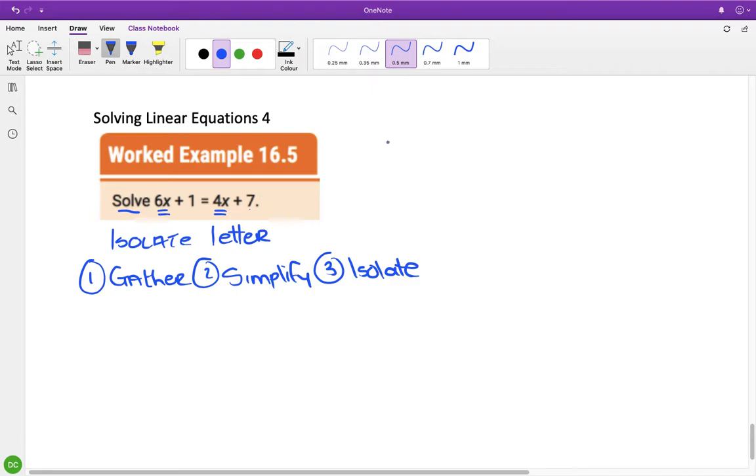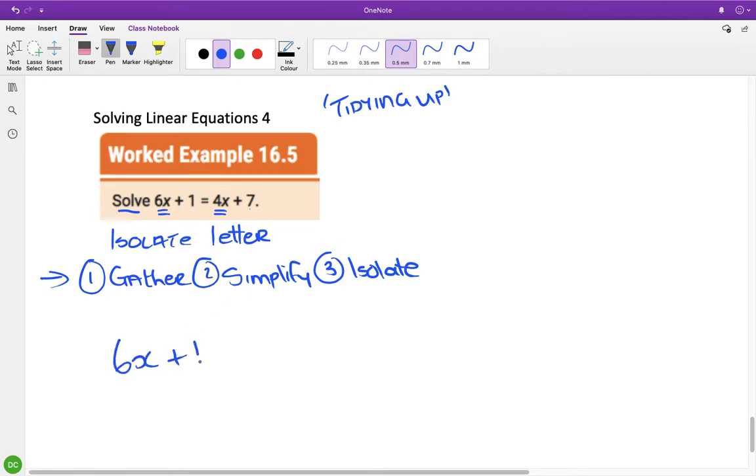Okay, so there's a lot of stuff to kind of be, we refer to it as tidying up. I don't know that it's a technical term, but it's properly used in the world of mathematics to tidy up an equation. So by tidying up would be this process here. You gather your like terms, you simplify your like terms, and then you go about doing your isolation and trying to get that letter on its own. Okay? Right, so let's have a look at it.